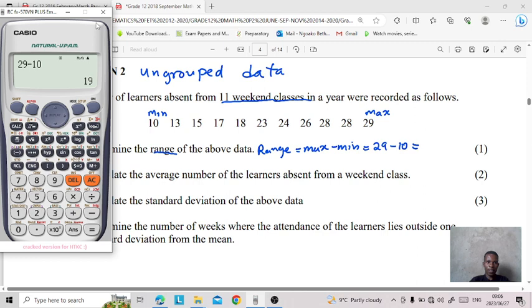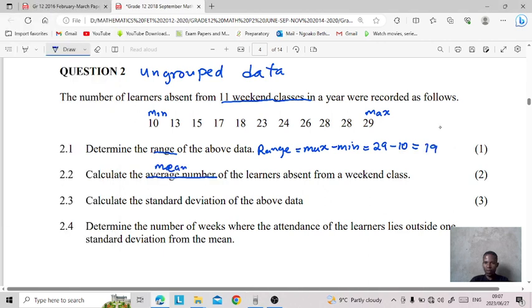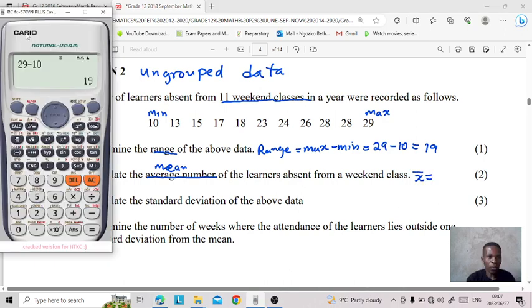Right, number 2, let's calculate the average. Now they want the average. So this average, we know that is the mean of the learners absent from the weekend class. So we know our mean is x bar equals, and now we need to use a calculator to get this. So we need to enter the data. Now how to enter the data?